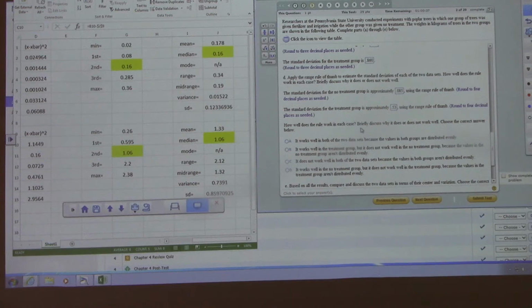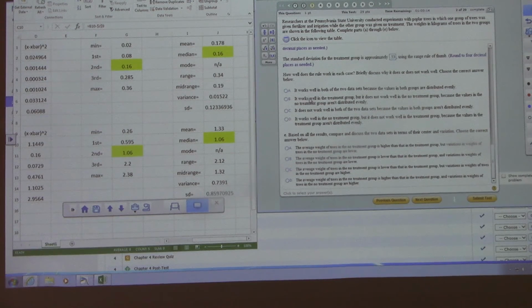How well does this rule work? 0.085 against 0.12. That's pretty close. What about this one? 0.9 against 0.5. That's a little bit out. It works well with the no treatment group, but it doesn't work well in the second group, because the values in the treatment aren't distributed evenly. Probably that. Which one's treatment? The second is treatment.